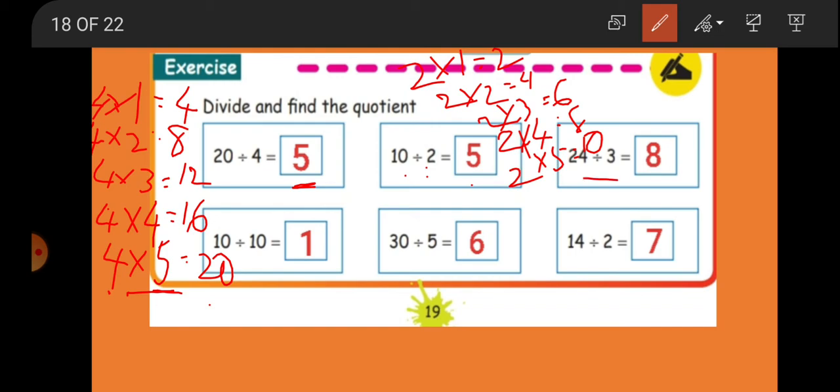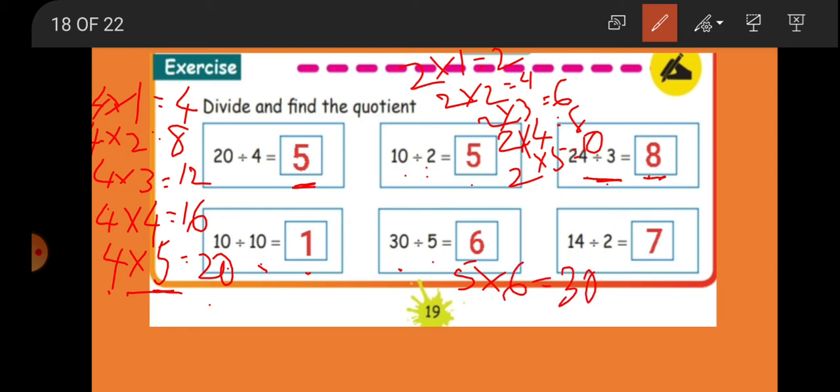Here 24 divided by 3. So 8 times 3 is 24. Okay. Here 10 divided by 10. So 10 only one time. Okay. So 1. Here 30 divided by 5. So how many times, if we multiply 5, we get 30? We have to find out. So 5 into 6 is equal to 30, 5 6s are 30.